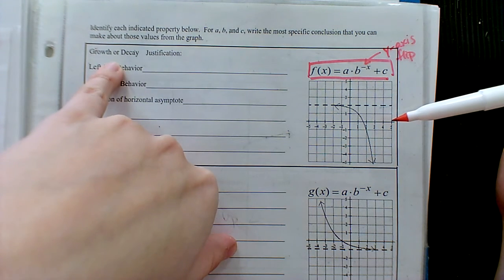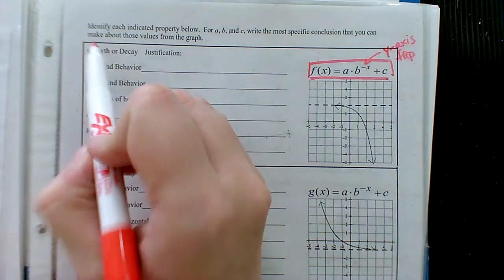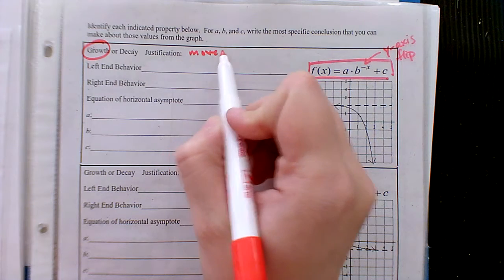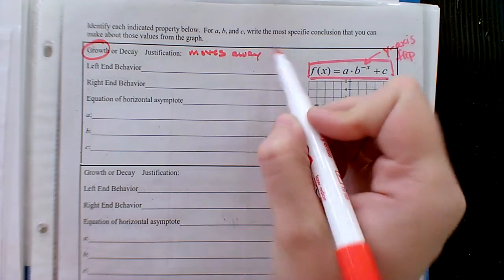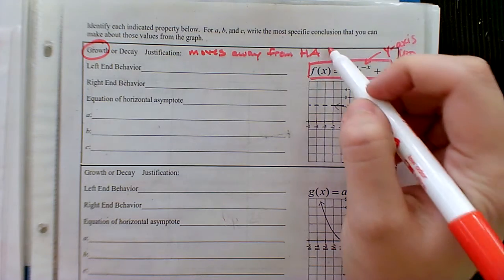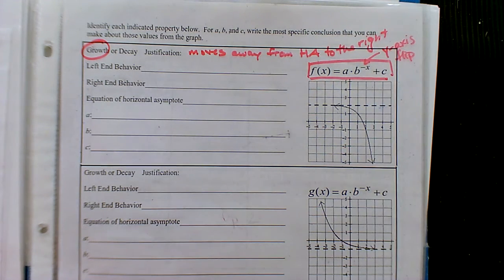Is the graph provided growth or decay? Okay, Kyle? Because? It moves away from the horizontal asymptote to the right. I like it.